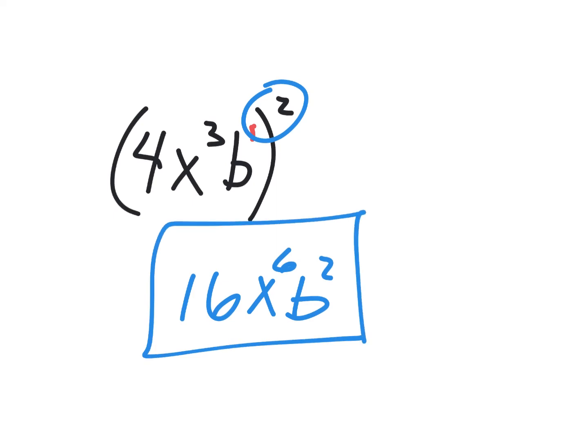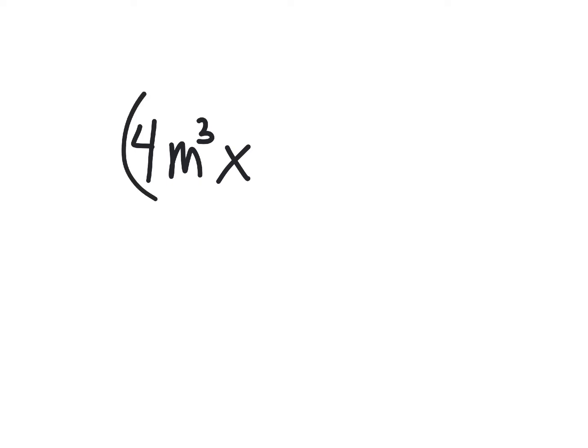Okay, so how do they get even more complicated? Well, what if there was one just like that? 4, it even starts the same. m to the third x, all of that is squared, and then it's times 2x. Oh, it's too complicated. I can't do it. Just do one step at a time.